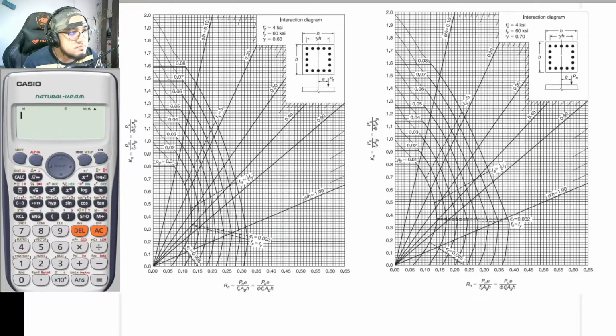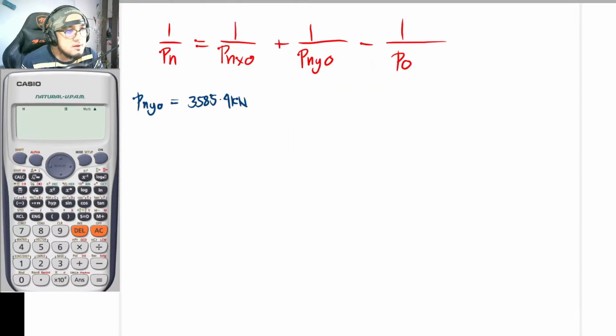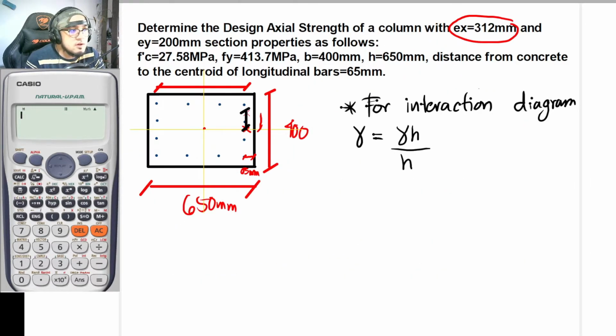Okay. So, anyway, if that is to be our eccentricity, our gamma H, teka, yung gamma H pala natin, ito. Gamma H is to be equal to your H minus your effective concrete cover. So, nakalagay dito ang H daw natin 650, pero hindi na ito yung gagamitin natin. Ang H natin, ulitin ko lang, is the dimension of your column that is parallel to your eccentricity. So, this time, 400 naman gagamitin natin.